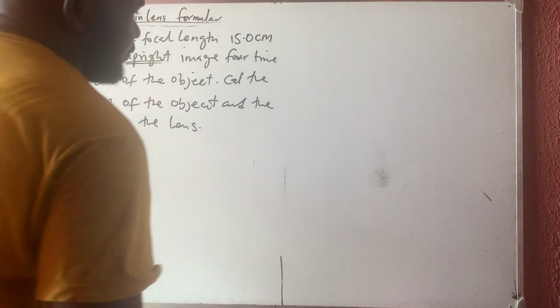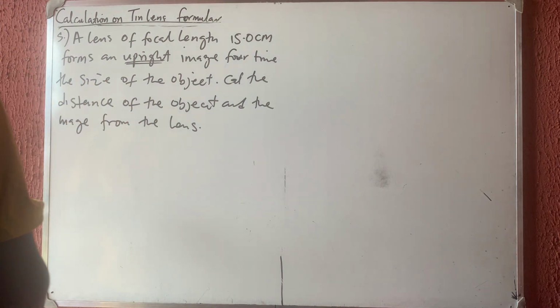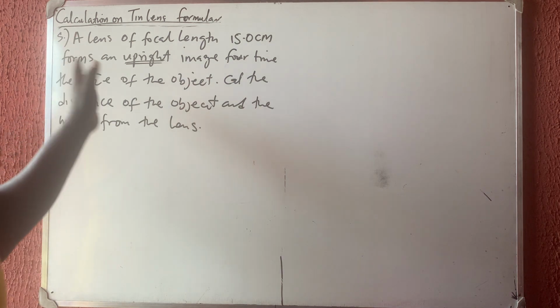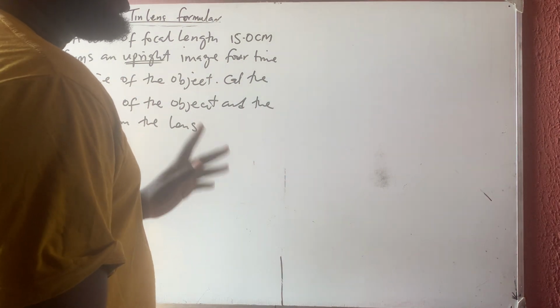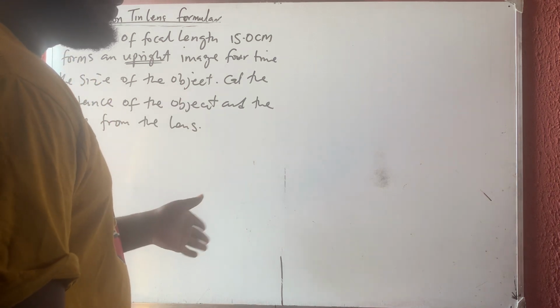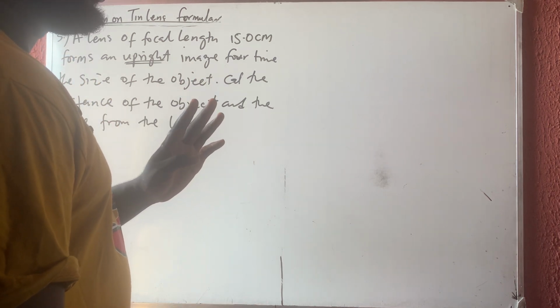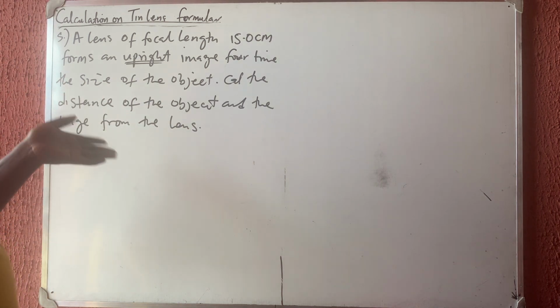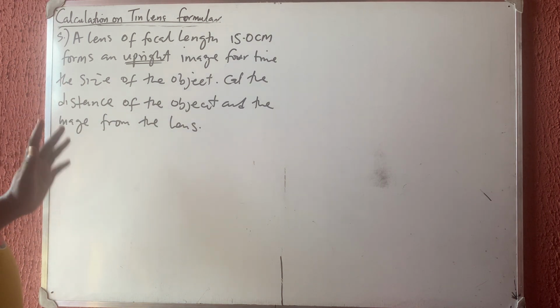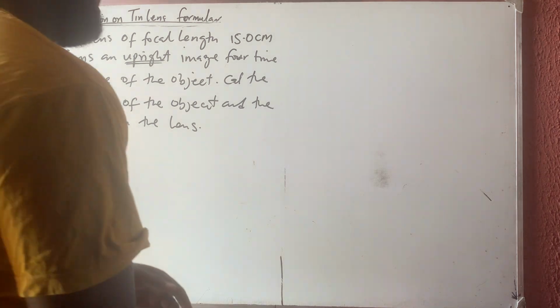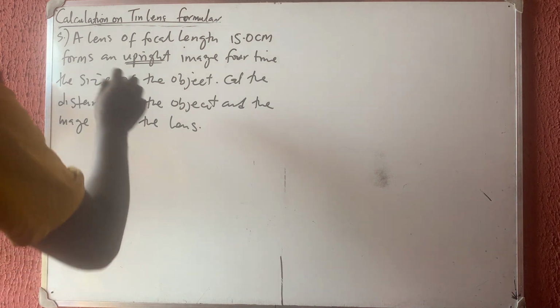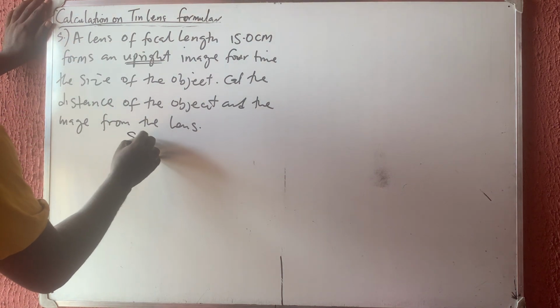Okay, now the only thing that will make an image to be upright is when they are formed at the left hand side. I hope you know. So the object is negative at the left hand side. The image is equally negative at the left hand side. Okay. Then it will now make the magnification to be positive. So the magnification is positive.